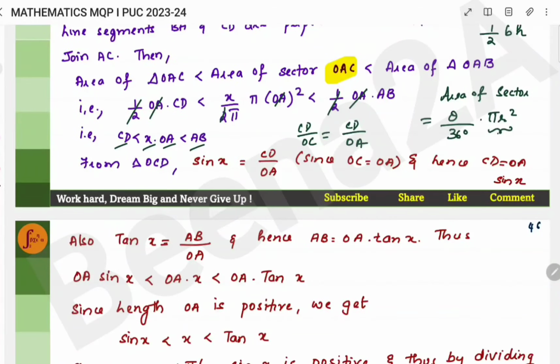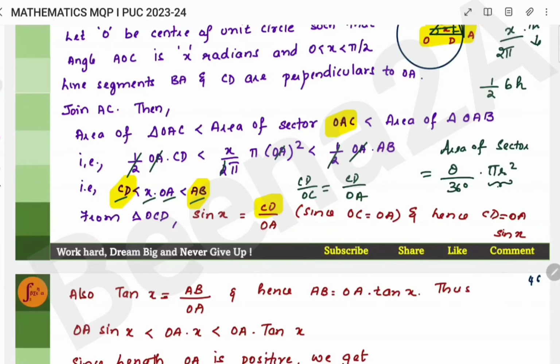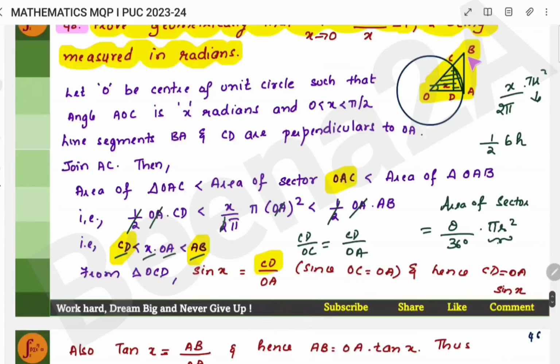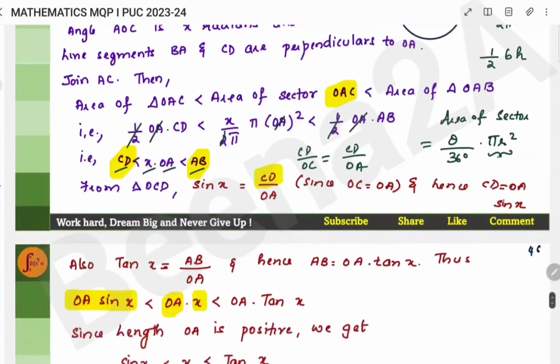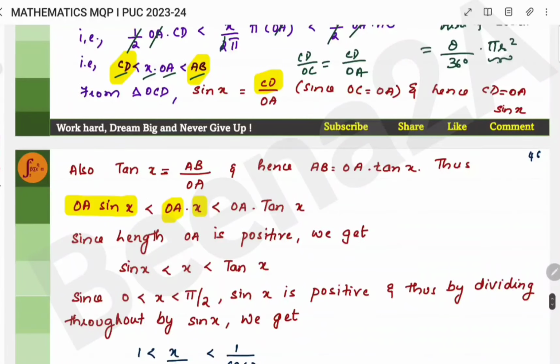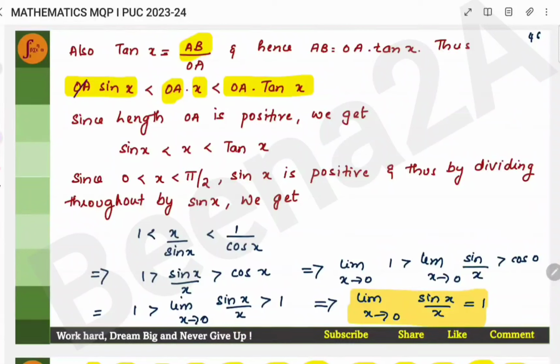So now we'll try to substitute the values of CD and AB, right? What is CD? CD is OA into sin x. Similarly, you have x here and then OA here. Leave it like this. Now what is AB? How would we get this value of AB? You can use tan x, which is opposite side by adjacent side, that is AB by OA. Therefore, AB is nothing but OA into tan x, right? Now you can cancel OA here, so you'll be left with sin x less than x less than tan x.